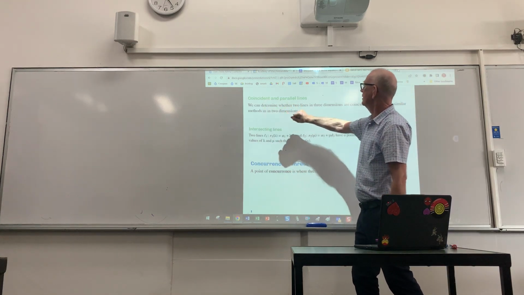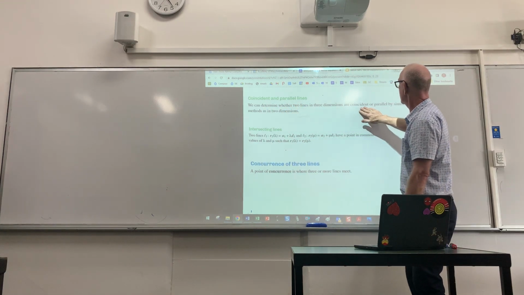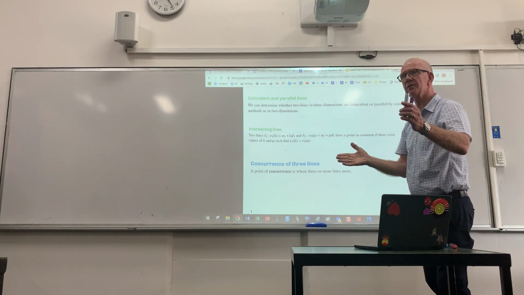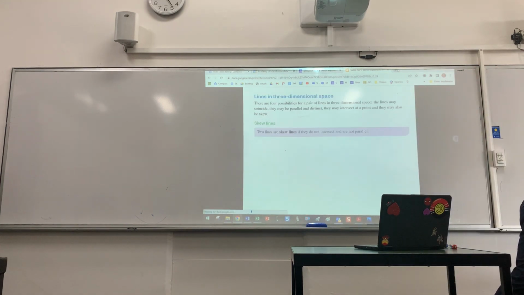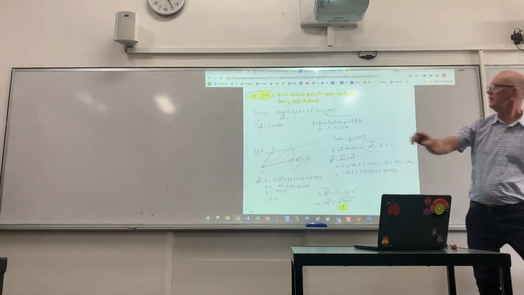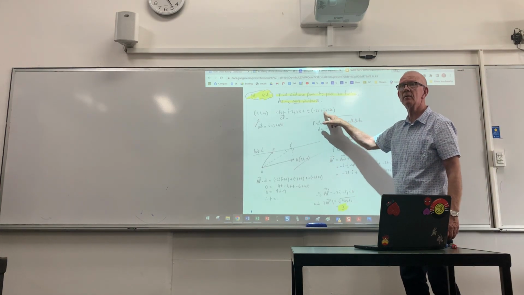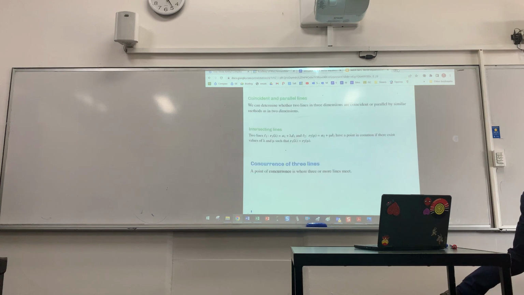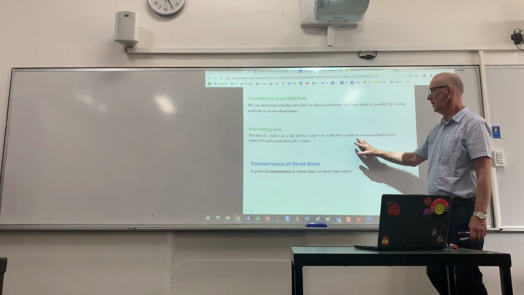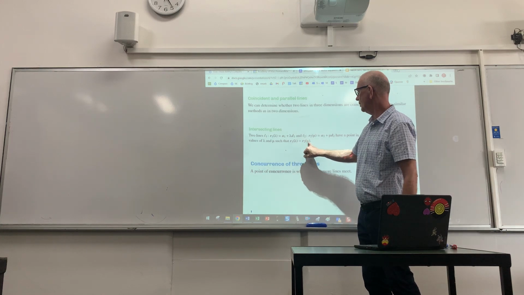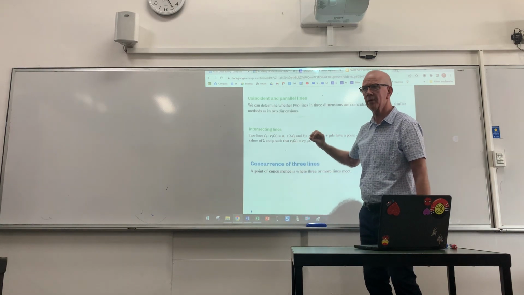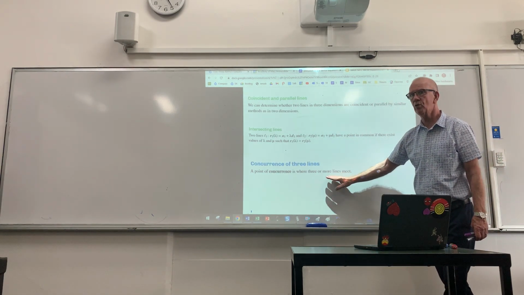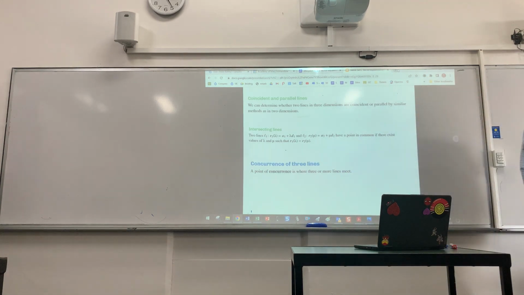We can determine whether 2 lines in 3 dimensions are coincident or parallel by similar methods as in 2 dimensions. If they're parallel to each other, then the direction component D of each of them will be parallel, because that's the direction that the line is going. Intersecting lines, if for some proportion lambda or mu, they are equal to each other at some point, then they'll have an intersection. And concurrence is the point where they all meet. If there's 3 or more lines, we call it a concurrence.